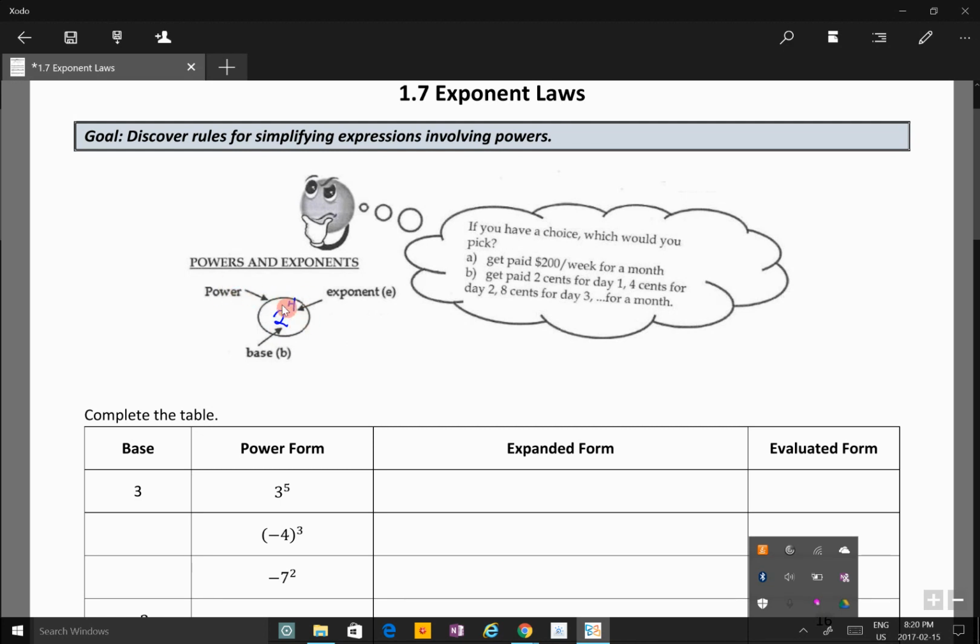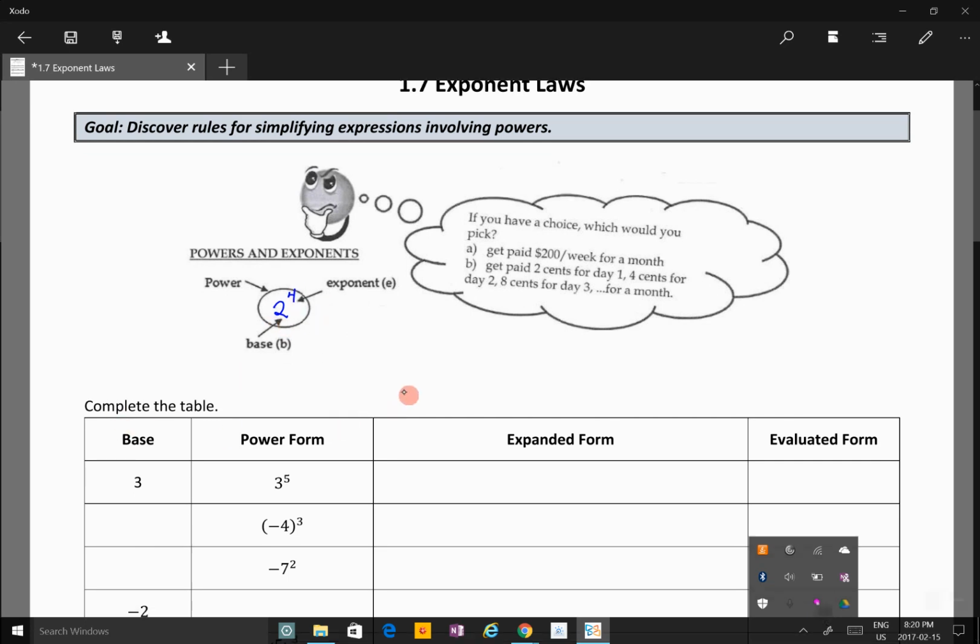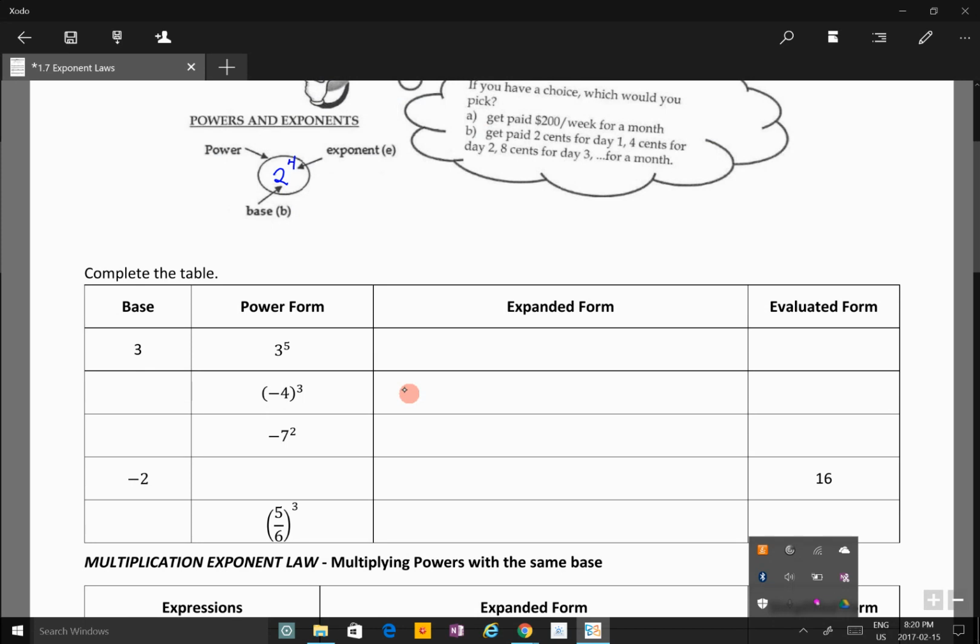And sometimes in everyday language, we say 2 to the power of 4. And that's perfectly acceptable. But in mathematics, we refer to the whole thing as a power. We have a base raised to an exponent 4. Okay, that's how I'm going to read that. So let's complete the table that we have here. Let's look at trying to come up with some rules.